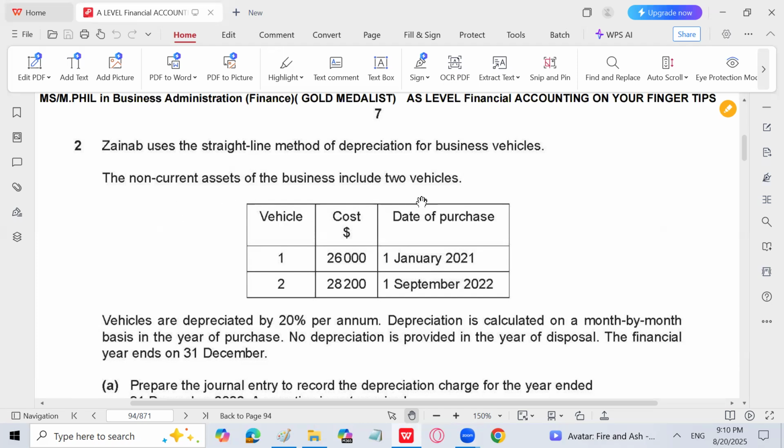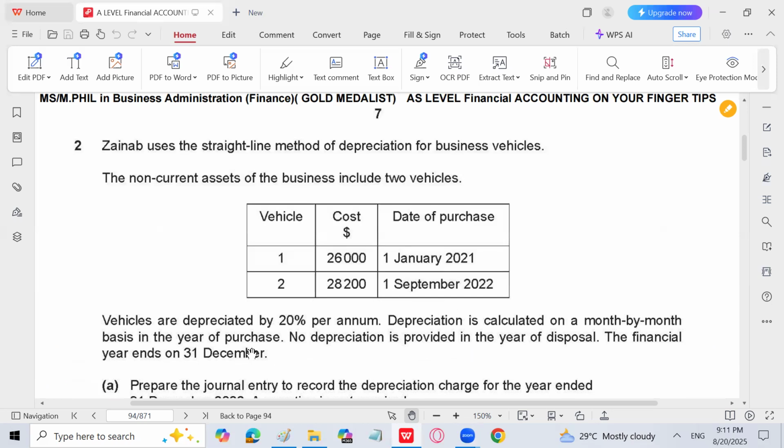The non-current assets of the business include two vehicles. Vehicle 1, 26,000, was purchased on 1st January 2021, so this asset is used for the whole year in 2021, for the whole year in 2022, and so on. But the second vehicle was purchased for 28,200 on 1st September 2022. So it is used from September 22 till December, which becomes how many months? September, October, November, December, 4 months. You need to calculate depreciation for 4 months in 2022, and then from 2023, it will be depreciated again for the whole year.